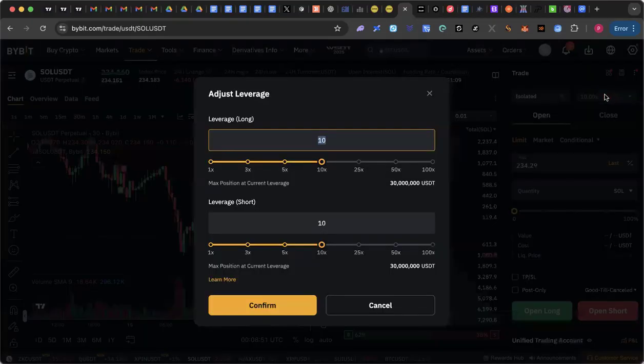Next, you want to set your leverage. As a beginner, the maximum I recommend for you is 3x or 5x. So you can use 3x or 5x, but as a beginner, start from 3x, and I'm going to explain why I'm telling you this. Then the same thing on short, 3x. So you confirm.